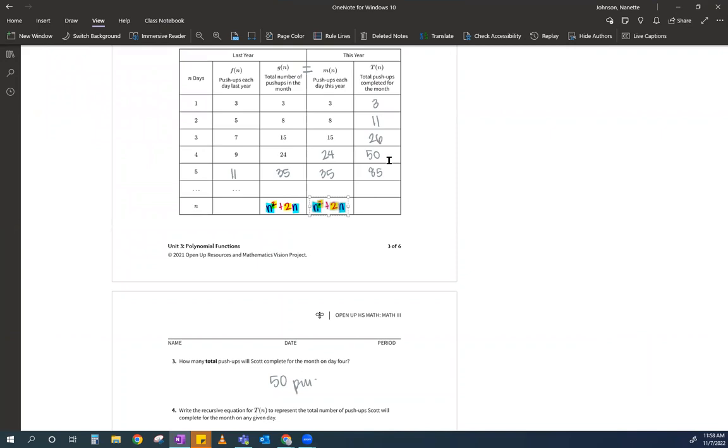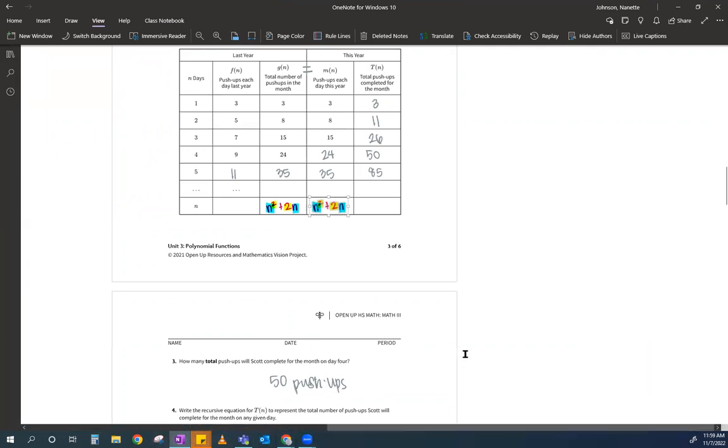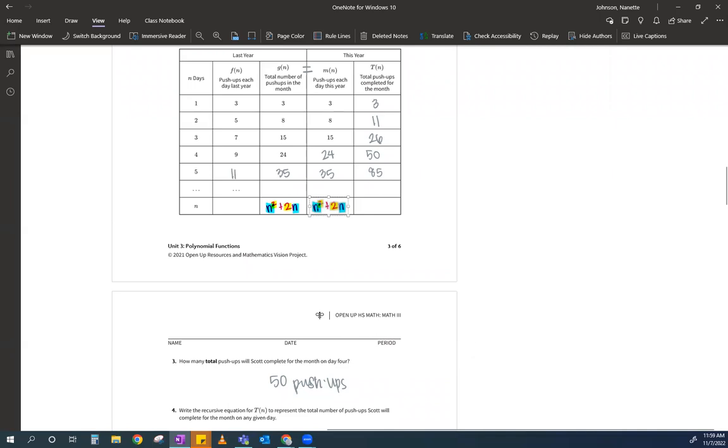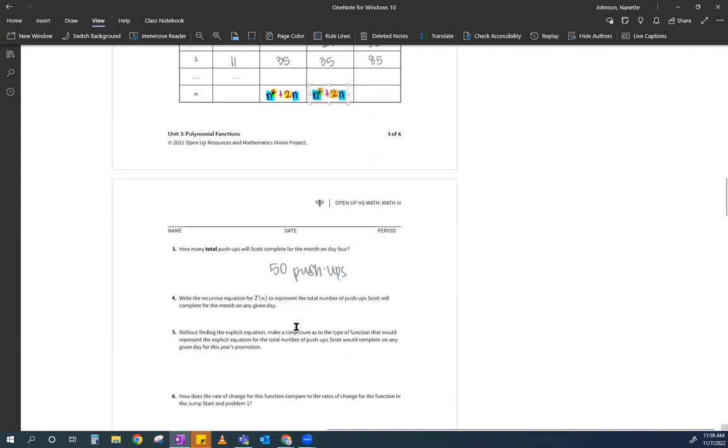I can't write. Hold on a second. Okay. So 50 push-ups. And then it says, write a recursive equation for T of n to represent the total number of push-ups Scott will complete for the month on the given day. Hold on a second. Okay, so now when we're asking this, recursive, there's 2 parts to recursive.